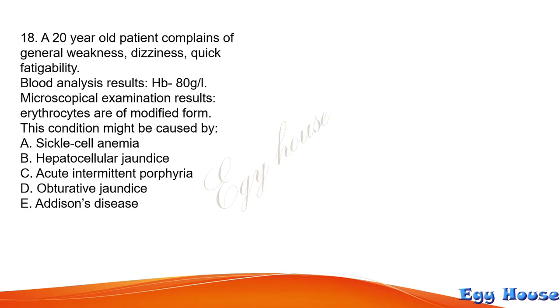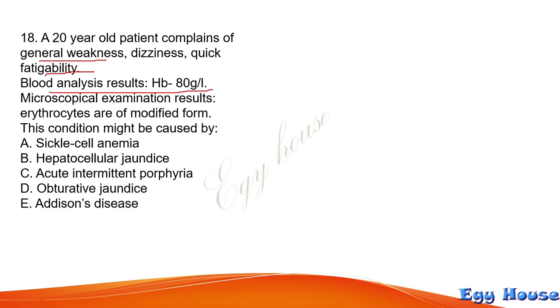So in this question, the patient is complaining of general weakness and quick fatigability. And after blood analysis, we found that hemoglobin is very low. As you can remember from physiology, normal levels of hemoglobin for males are from 132 to 173 grams per liter, and for women from 120 to 155 grams per liter. So 80 is a low level.